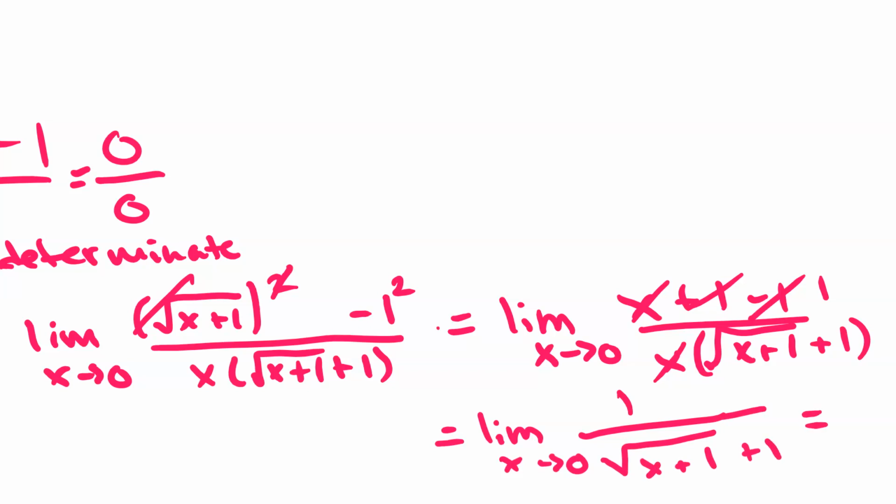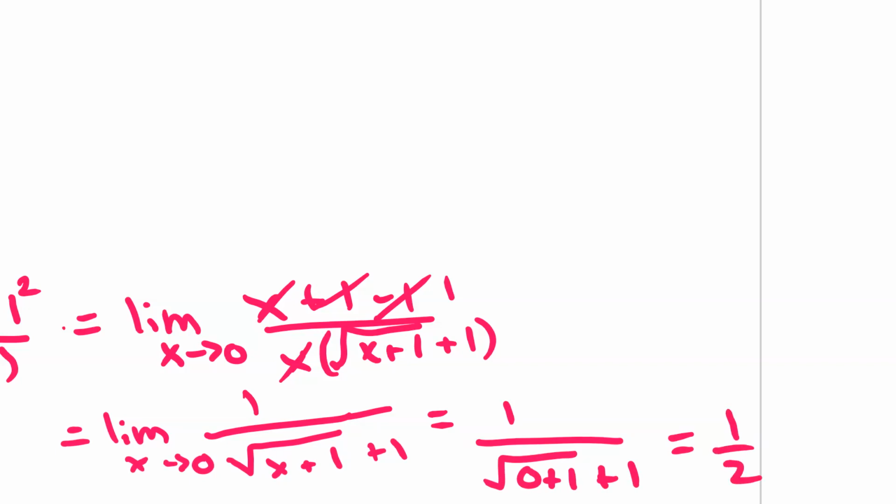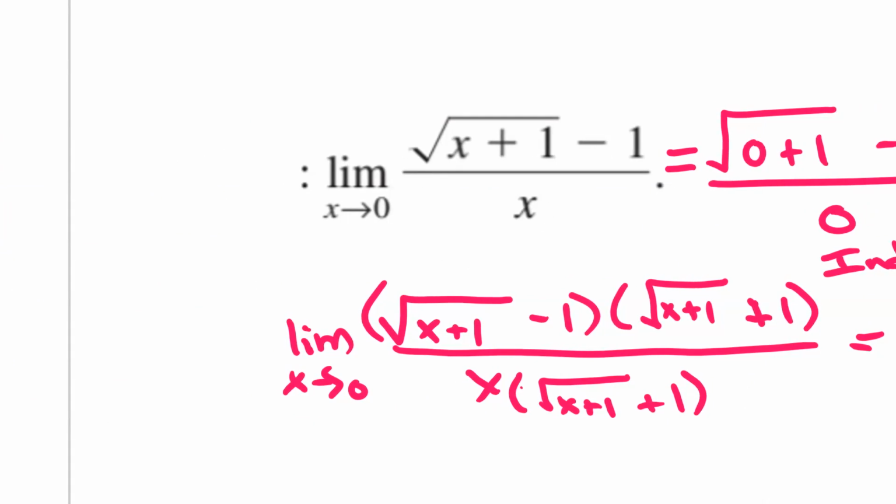We're going to substitute in 0. Which is 1/2. And we call it a day. You can't really see this, but on the previous step, remember we canceled out the x's there. All right. On to the next one.